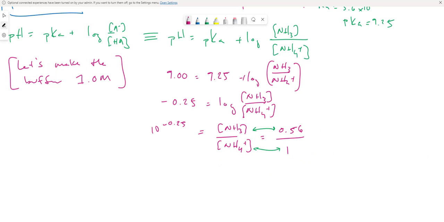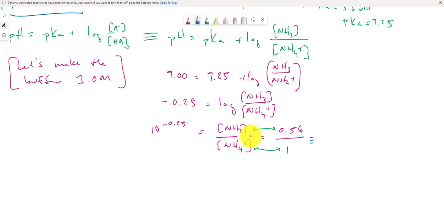Well, there's a couple different ways. The first way that I'll show you is the way that I learned when I was an undergraduate, and it's a sort of intuitive way where we say, well, this is the ratio, 0.56 to 1, but what does that mean as the actual fraction? What fraction of the whole is each of these species?